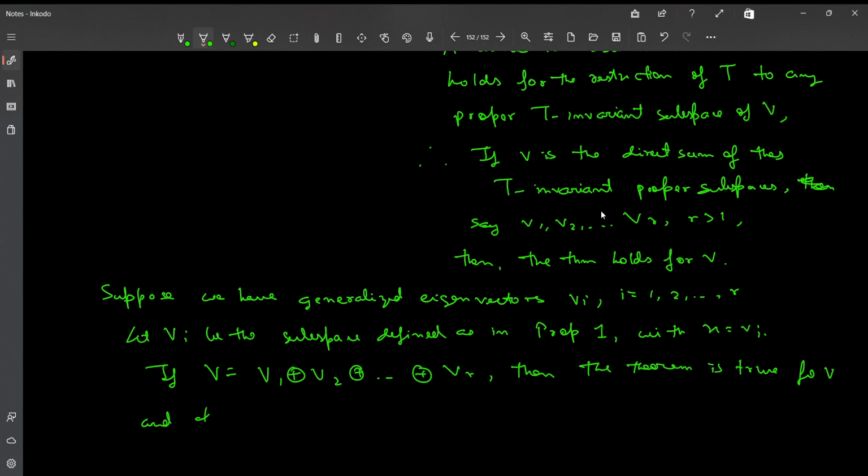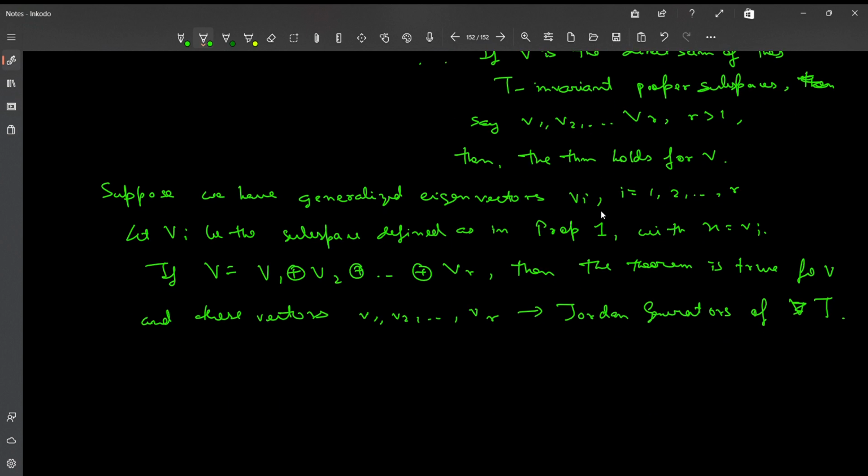And these vectors, small v1, small v2 till small vr, are called the Jordan generators of T. So what we basically show is that these Jordan generators exist. Clear?